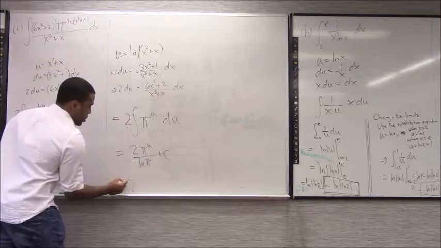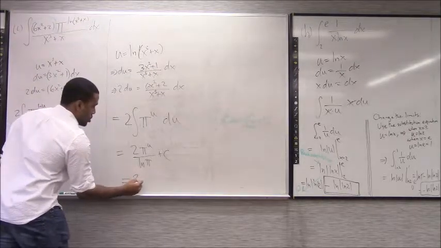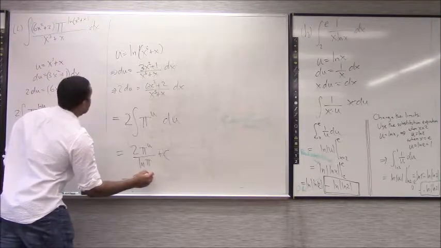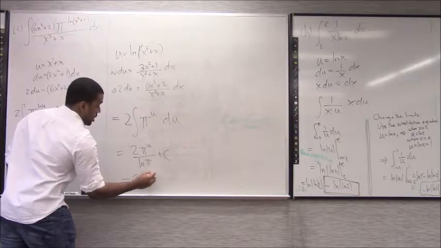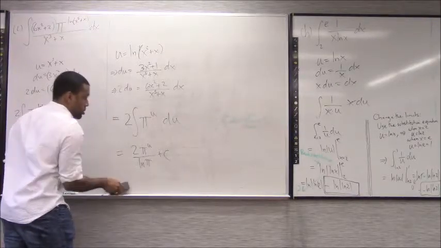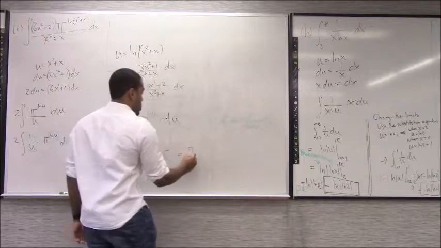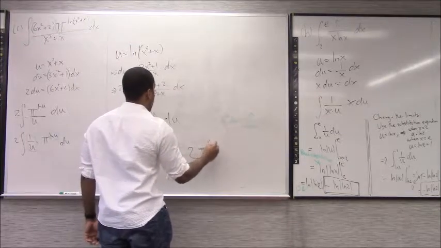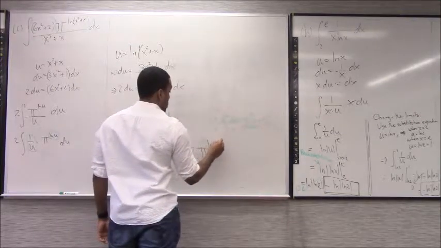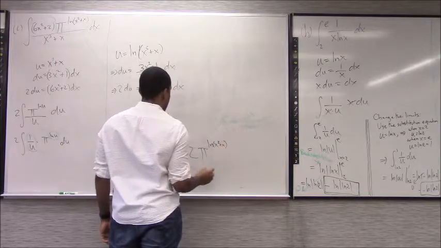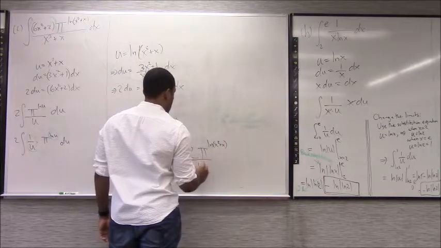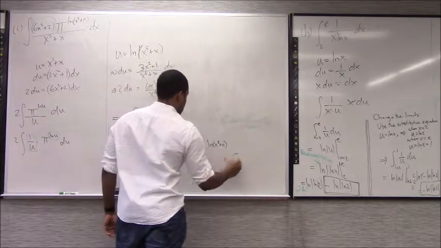And now I substitute what my u is. So this is going to be 2 pi to the ln of x cubed plus x, over ln pi plus c.